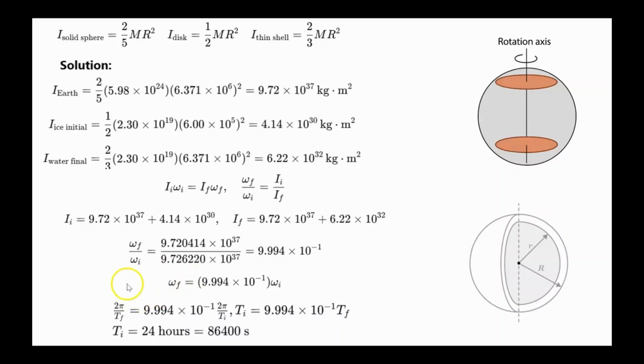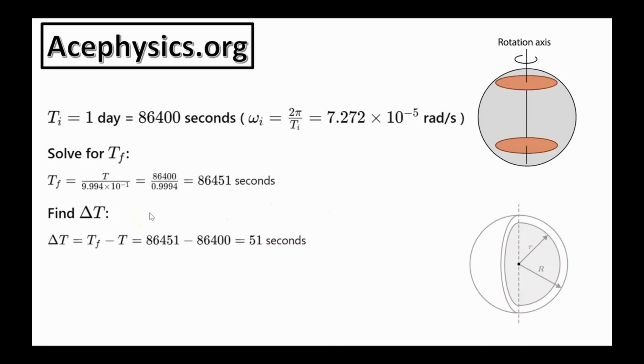So angular velocity final is 2 pi over T final, and angular velocity initial is 2 pi over T initial. T initial is 24 hours, the amount of hours in a day, and this is 86,400 seconds. When we plug in the values, we find that the final period is 86,451 seconds. Delta T is T final minus T initial, so if the polar ice caps were to melt, we get 51 more seconds in the day, and a lot of the land on Earth would be flooded.